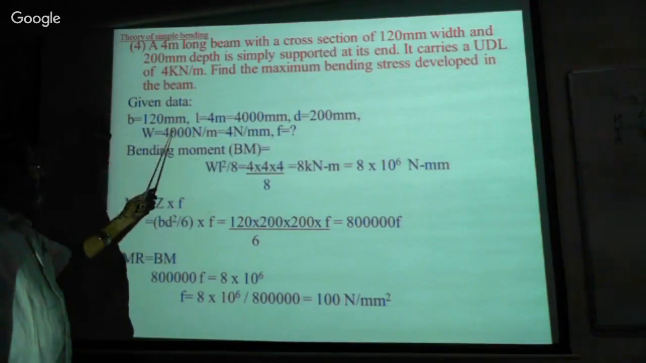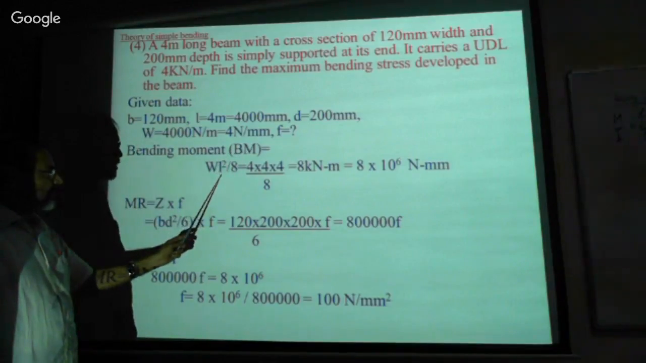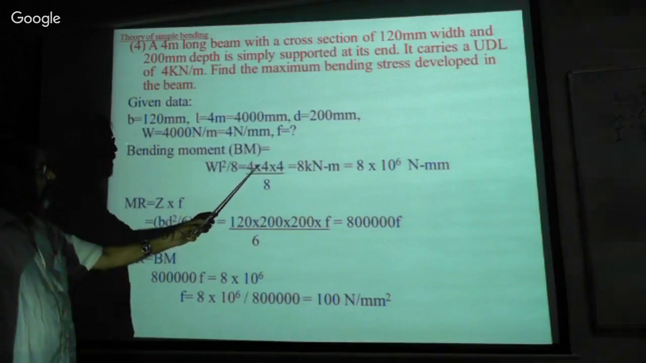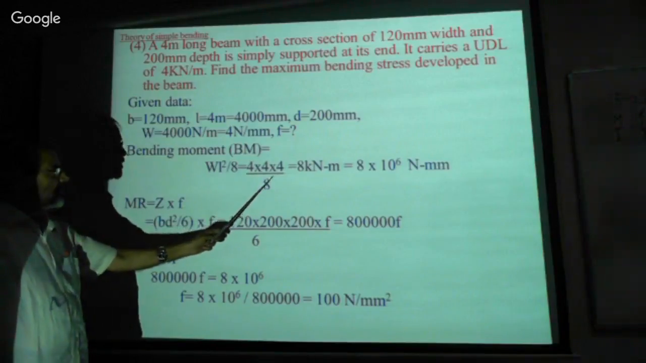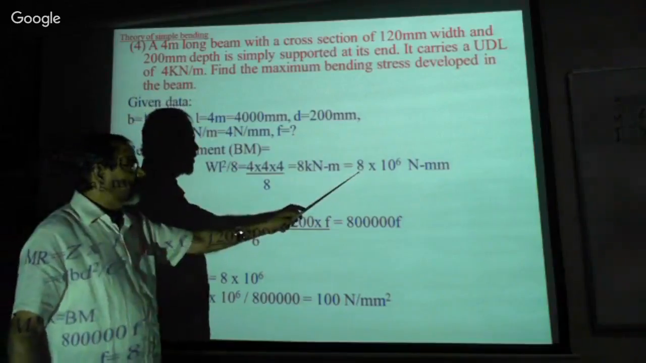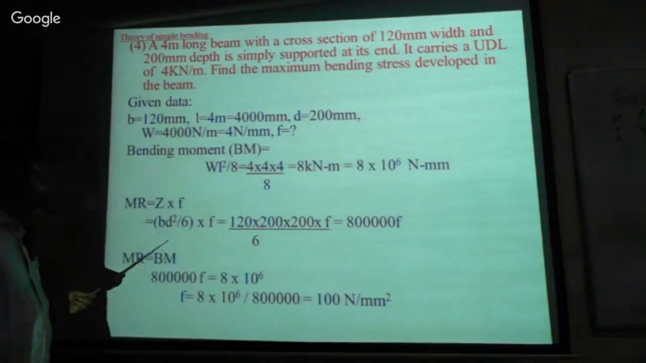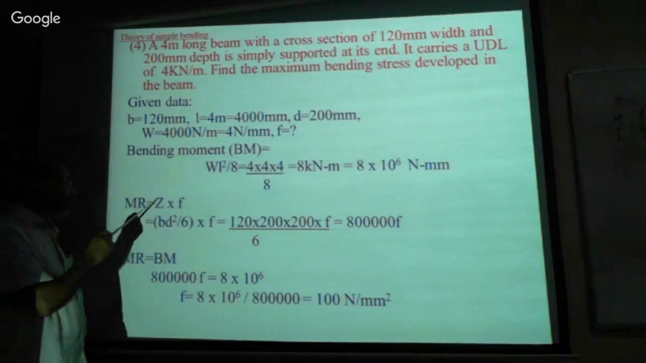Therefore, for the given loading, bending moment is equal to WL square by 8. W is given, it is 4, into L square, substitute the values and we will get 8 kilonewton meter, or 8 into 10 to the power 6 Newton millimeter. And the moment of resistance for the given beam is equal to Z into F. Z is I by Y.